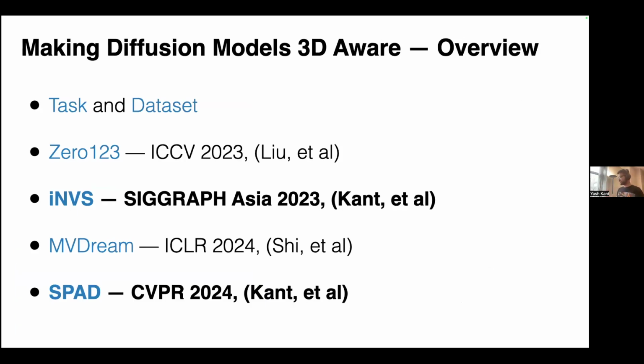So here's an overview of the things I'll cover in this particular space. I'll talk first about the task and the data set. And then I will talk about 4 different methods here. The first one is Zero-1-to-3, which was published in ICCV 23. Then 2 of my works, which were ISS and SPAD, which were sequentially published at SIGGRAPH and CVPR. And between them, this MVDream work, which has come out, which also provided us with a good baseline of how to do this.